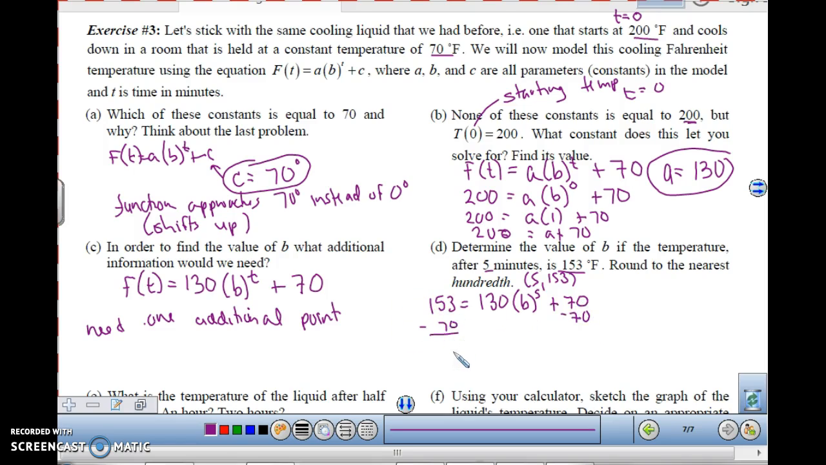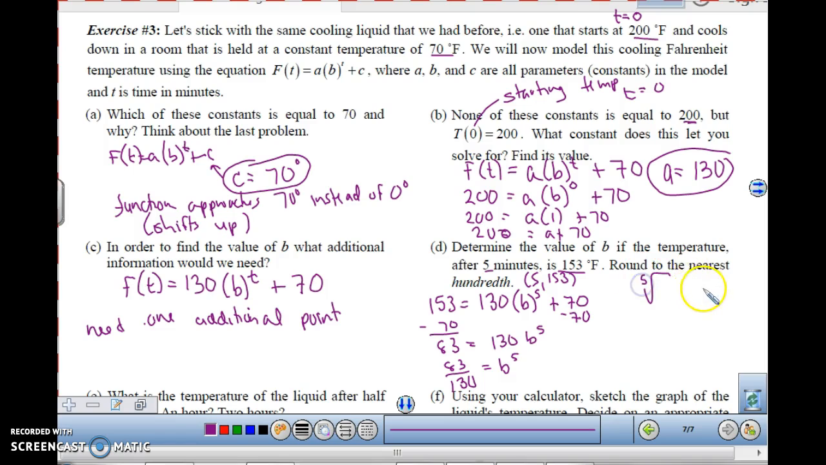All right, 153 minus 70 is 83, which is equal to 130 b to the 5th. I want to solve for b, so I'm going to divide by 130. It's 83 divided by 130. And then what do I do with b to the fifth? I take the fifth root. I'm going to take the fifth root of both sides.